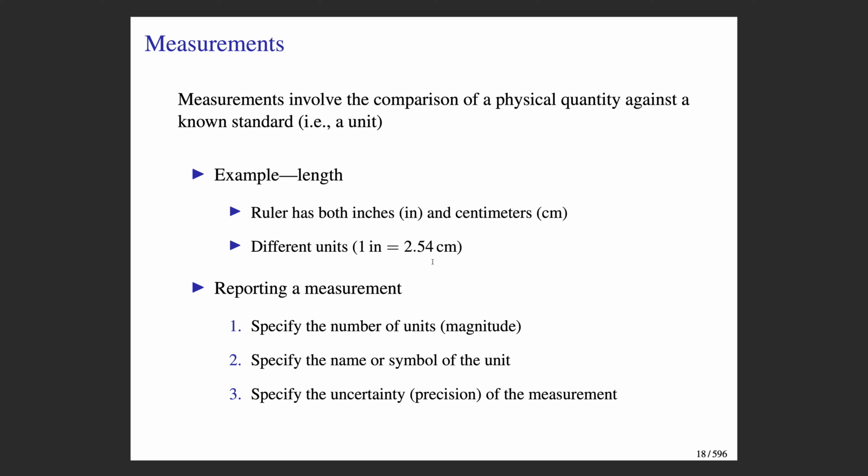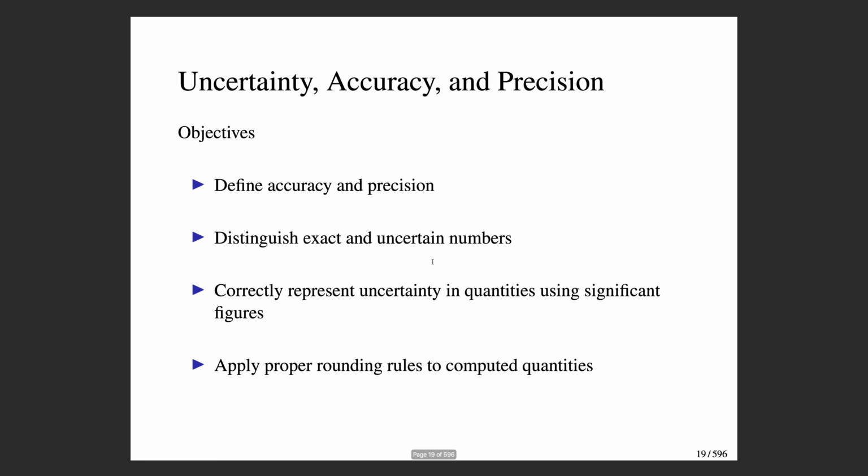So the three parts of a physical measurement: if you want to report a measurement to someone, you need to specify the number of units for that quantity, so that's the magnitude of the quantity. You need to tell them what unit you are using, otherwise it wouldn't do any good to tell them how many units you have if you don't tell them what units you're using. And then the third part, you want to give the person you're communicating with some estimation of the precision of the measurement. That is, how good of a measurement is it? And that's what we're going to talk about here in this next section.